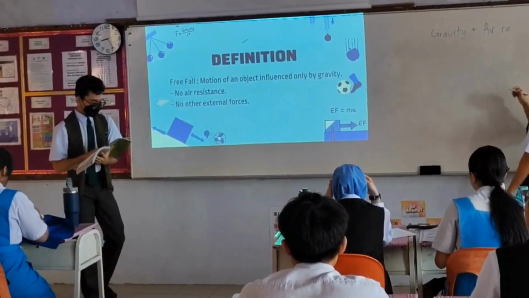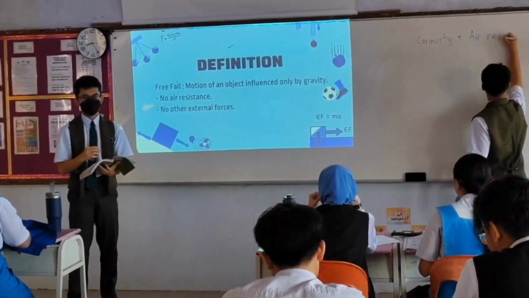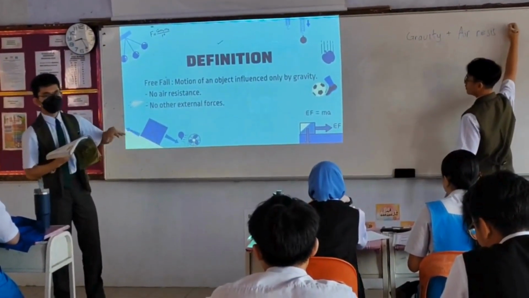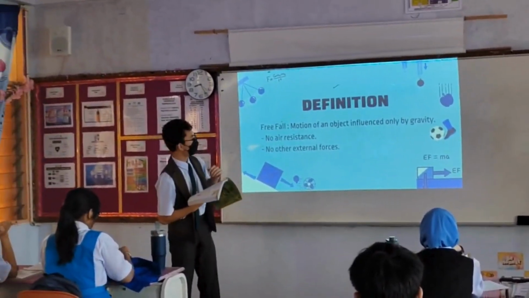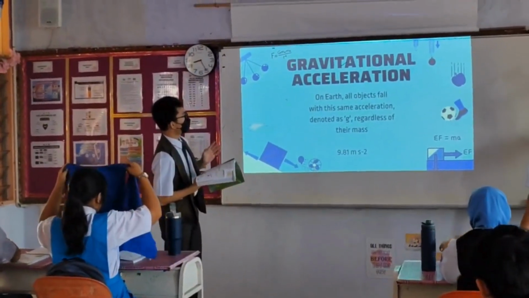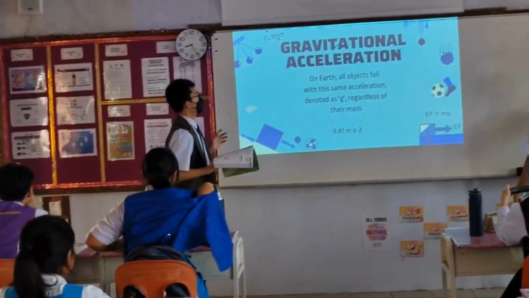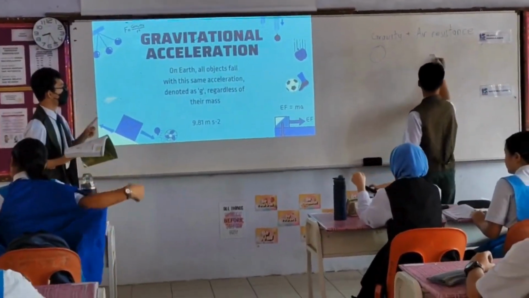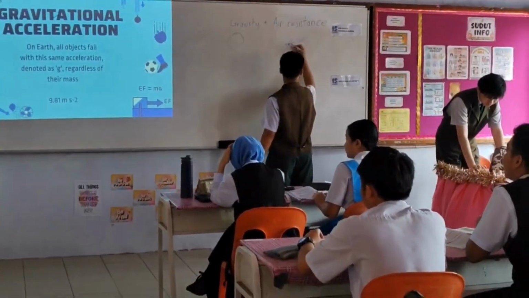When you refer to textbook page 46, maybe there are some different words because actually it's the same meaning, but with other, simpler words. Next slide, please. Okay, the gravitational acceleration. On Earth, all objects fall with this same acceleration, denoted as g, regardless of their mass.